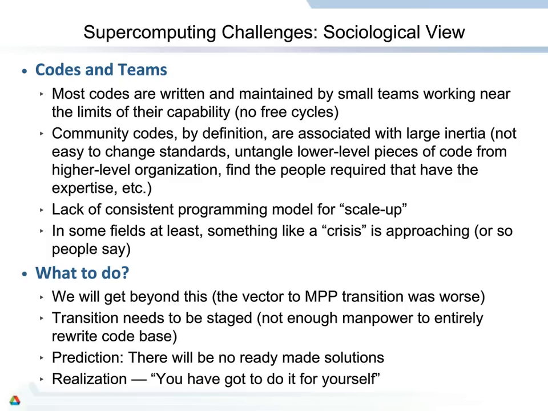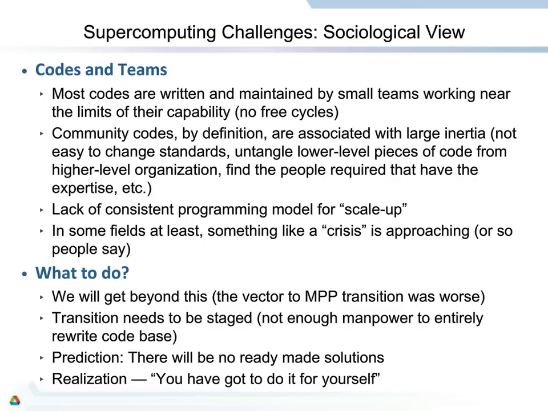At the same time, there are other kinds of codes like community codes, and the community codes involve many more people, but by definition are associated with a large inertia. It's not easy to change the standards and untangle lower-level pieces of code from the high-level organization and find the people that have the required expertise to help out, when required.